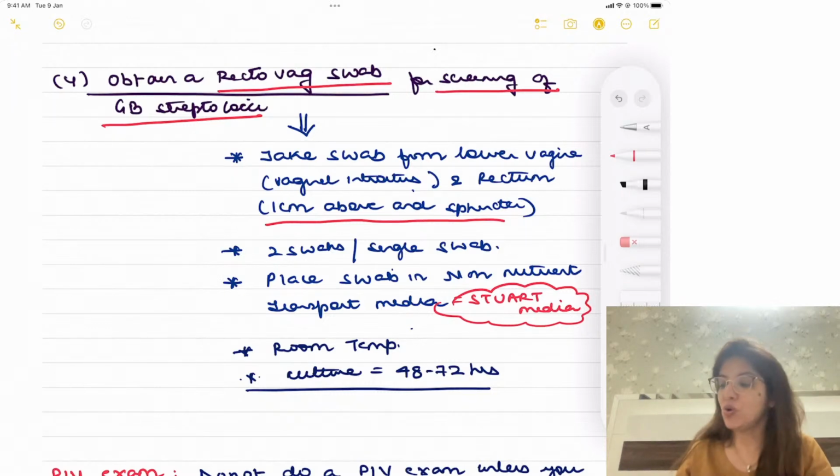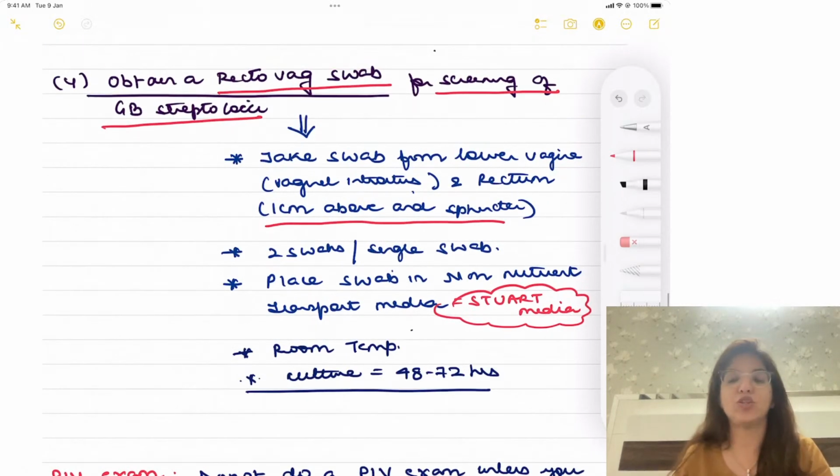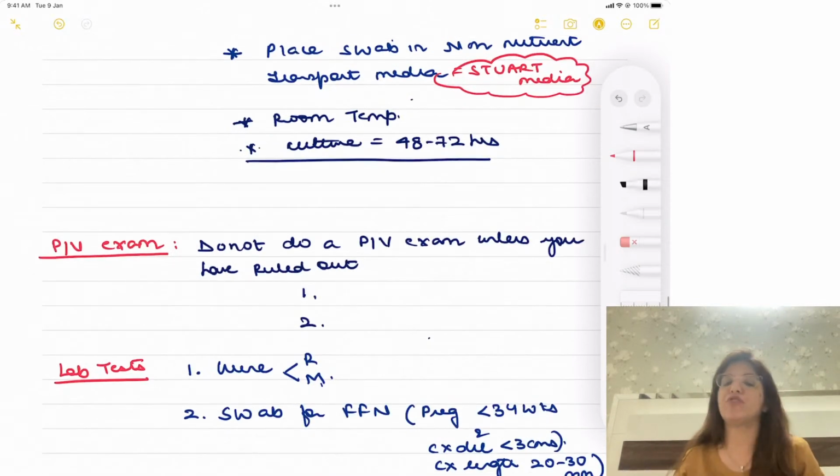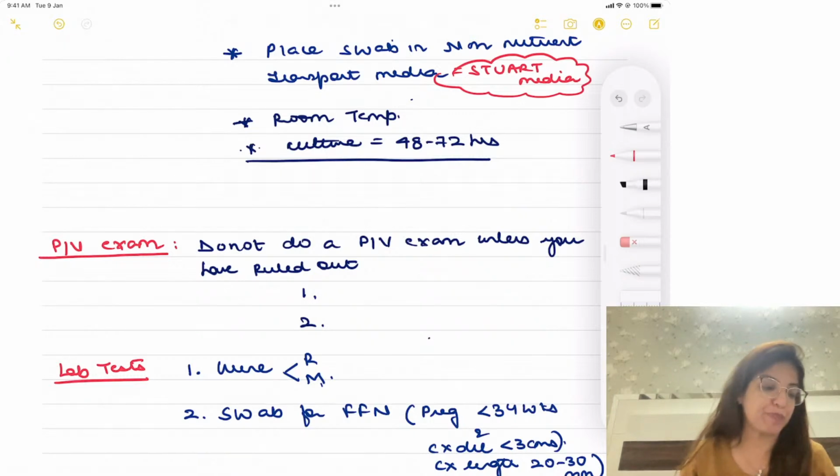Clear. So this is what you do when you take a rectovaginal swab. Now comes per vaginal examination.